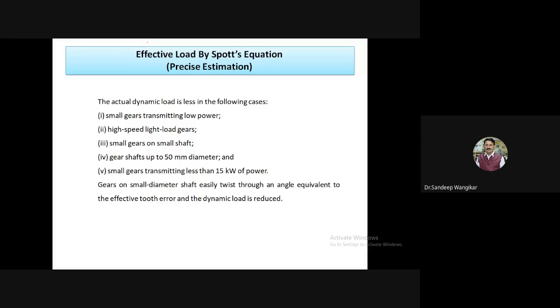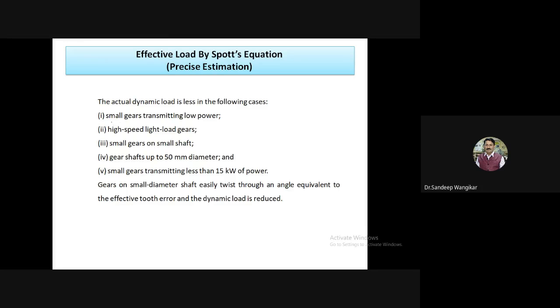So the actual dynamic load is less in the following cases. Generally, the dynamic load is always lesser than the static load. So your answer is: dynamic load is always less than static load, or static load is always more than dynamic. Any type of question may be asked, your answer should be fixed. Dynamic load is always less than static load.